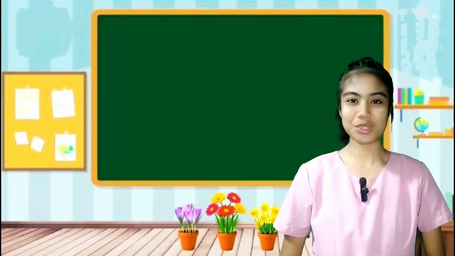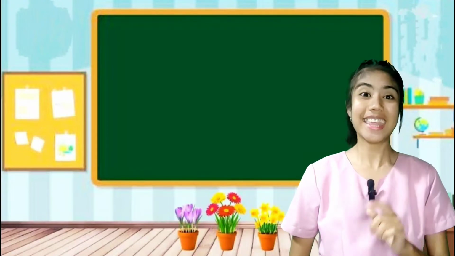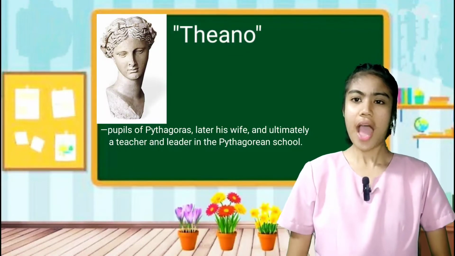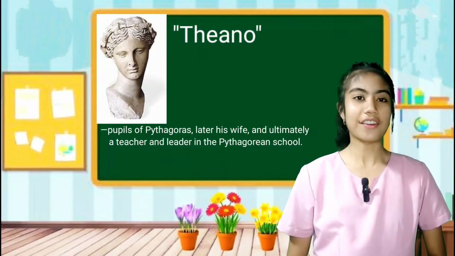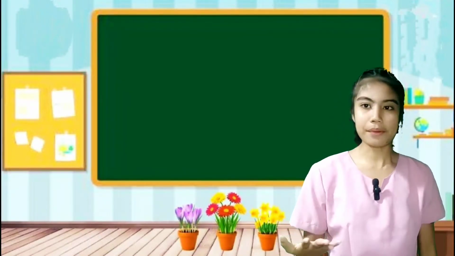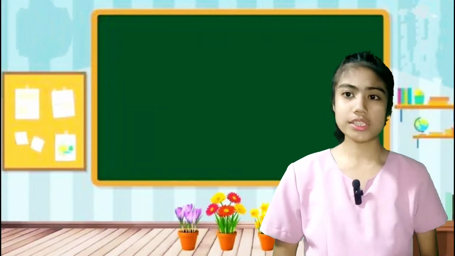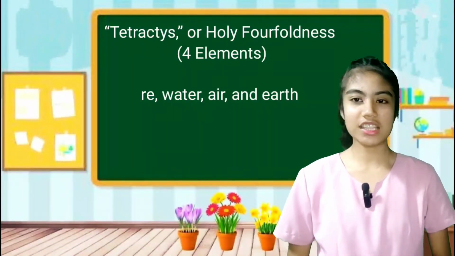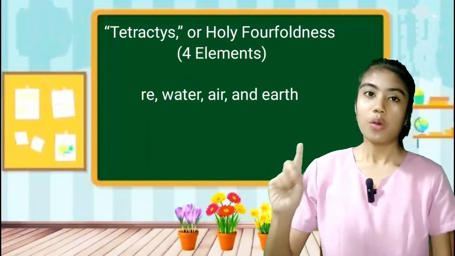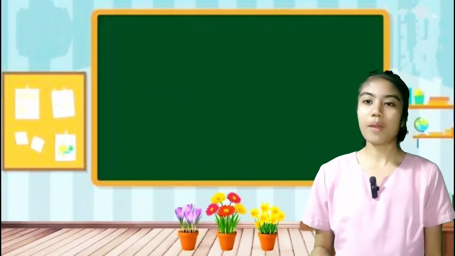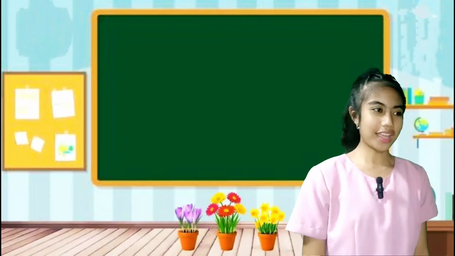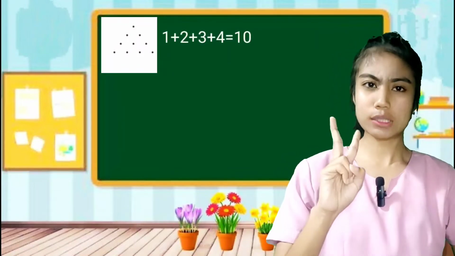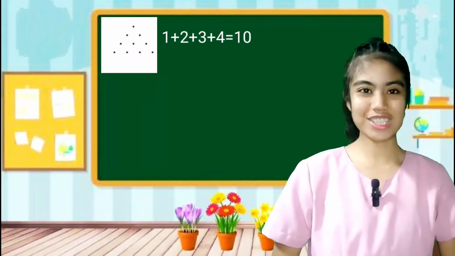When Pythagoras was close to 60 years old, he married one of his pupils, Theano. She was a remarkable mathematician who not only inspired him during the latter years of his life, but continued to promulgate his system taught after his death. The symbol on which the members of the Pythagorean community swore their oaths was the tetractys or holy fourfoldness, which was supposed to stand for the 4 elements: fire, air, water, and earth. The tetractys was represented geometrically by a triangle made up of 10 dots, and arithmetically by the number 1 + 2 + 3 + 4 = 10.